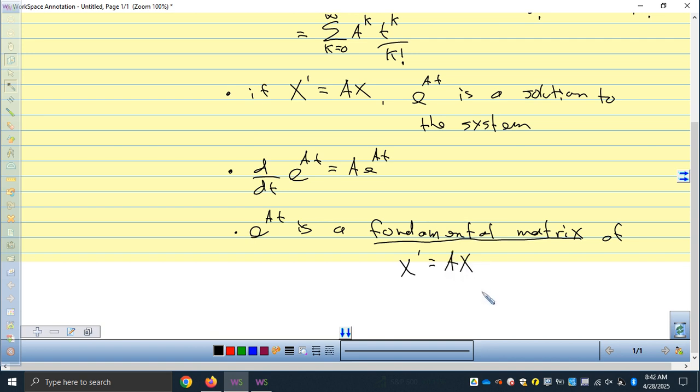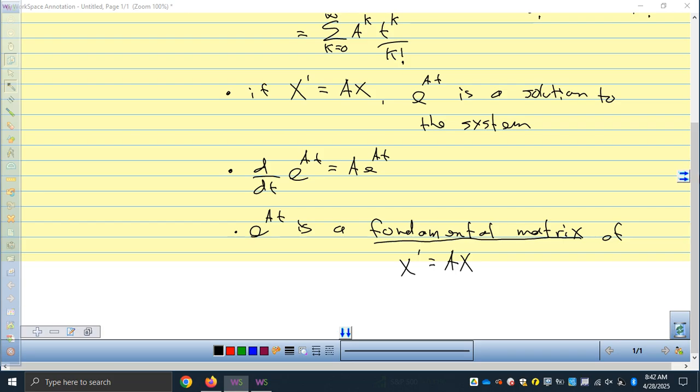And remember from chapter 8, the fundamental matrix of our system was an important matrix. We used the fundamental matrix when we talked about variation of parameters with systems. We had to invert it and multiply it and integrate and then multiply again. So there was a lot of stuff involved there.